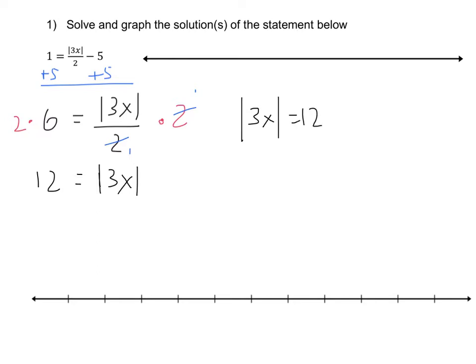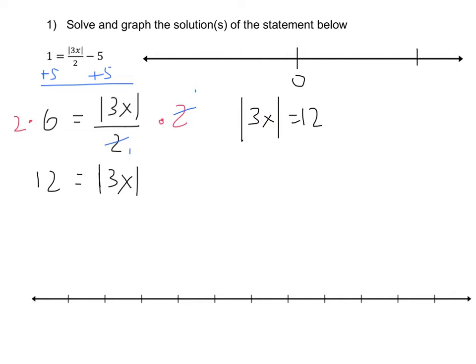But again, let's think about what this means. Absolute value is a distance away from 0. So this thing here, this 3x, is a distance of 12 from 0. 3x is 12 spaces away from 0. Let's look at a picture of what that would look like. I'm going to do my thinking graph up here, and for your thinking graph, you really don't have to make this precise. This is not part of your final answer. This is just for your thinking.